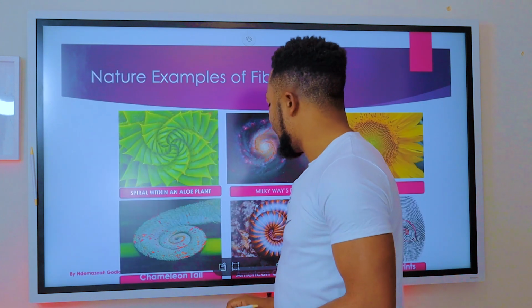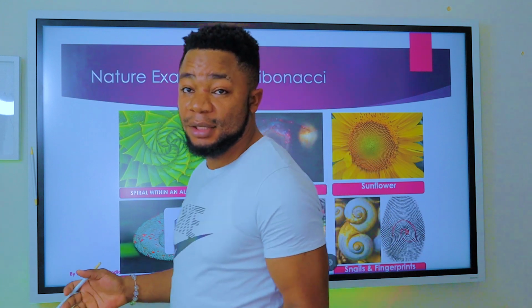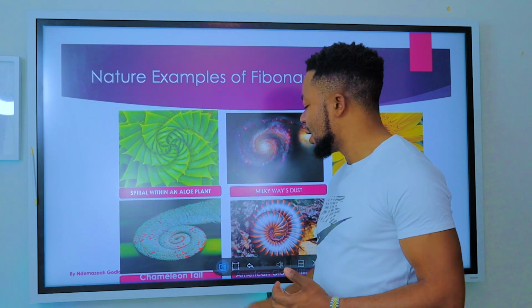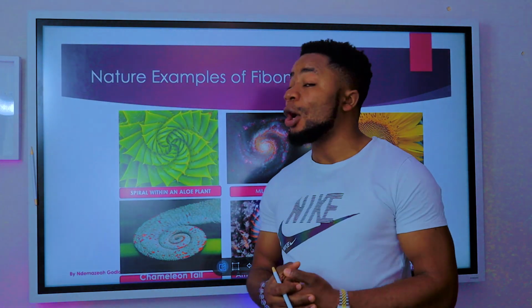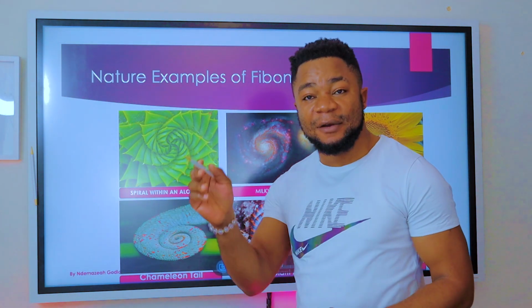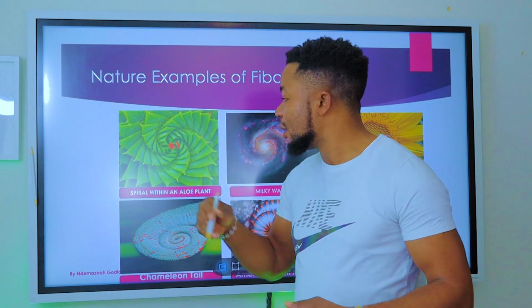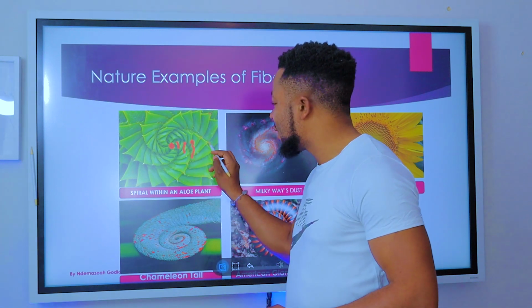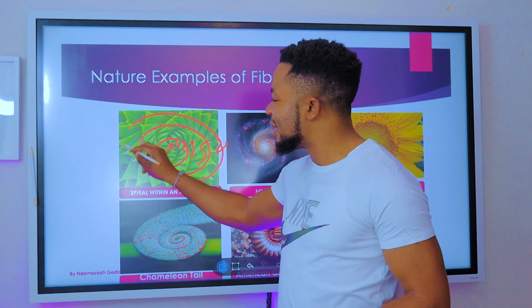Good. Let's go to other living phenomena or nature examples of the Fibonacci. This is why this particular tool is very, very fascinating. Just take the spiral within an aloe plant. If you have ever seen an aloe plant, it has a spiral form, right? The spiral normally starts from 0, then you have 1, another 1, then 3, 5, 8. So the spiral keeps going out.